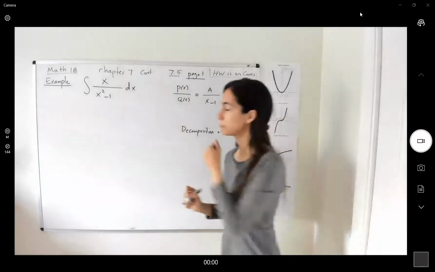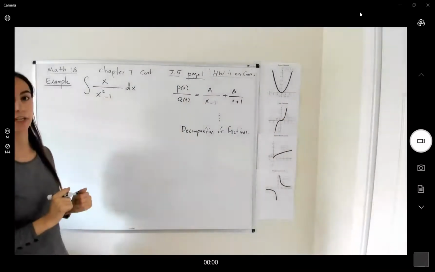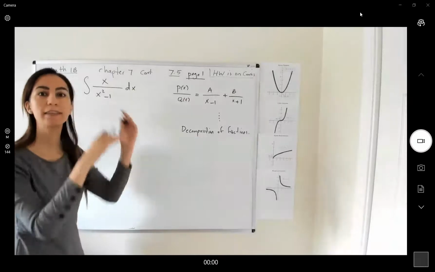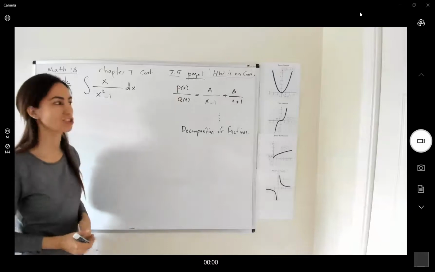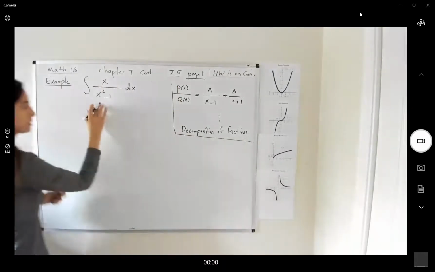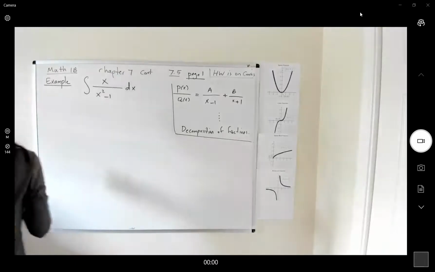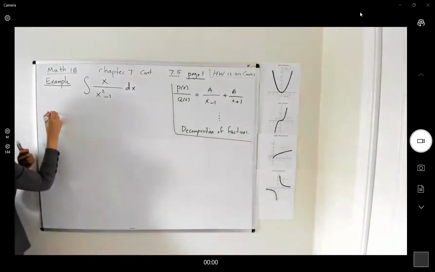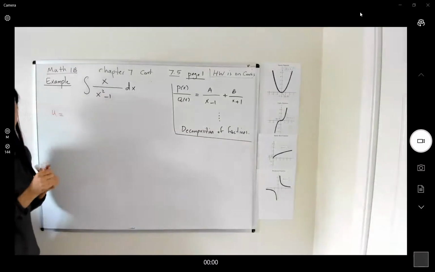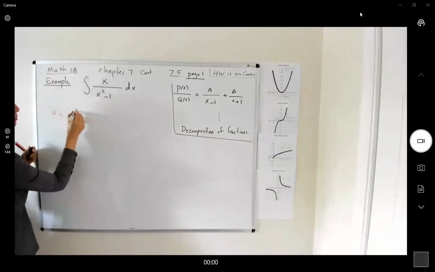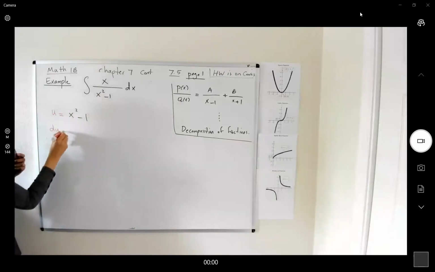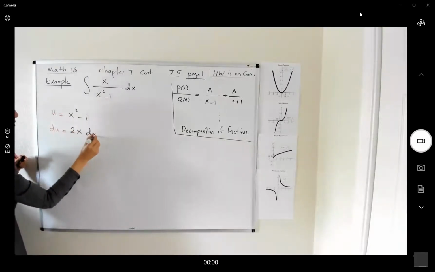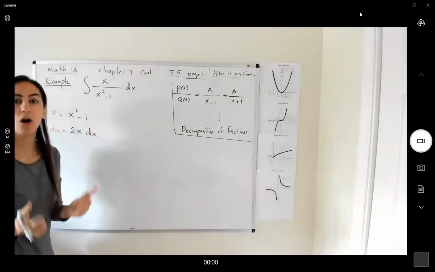So I say, take a look at your denominator. Let us see if we can use a different method that we learned before proceeding using the decomposition of fractions. I say, hey, on my denominator, I have x squared minus 1. So if I use u sub, my u is going to be x squared minus 1, and my du, the derivative, is equal to 2x dx. And if you look at your numerator, you already have your x.